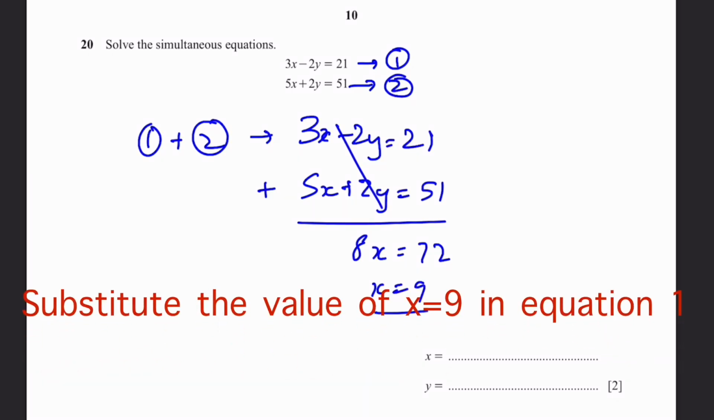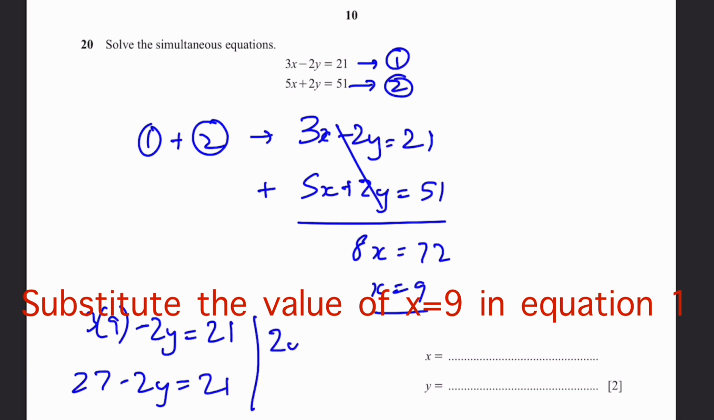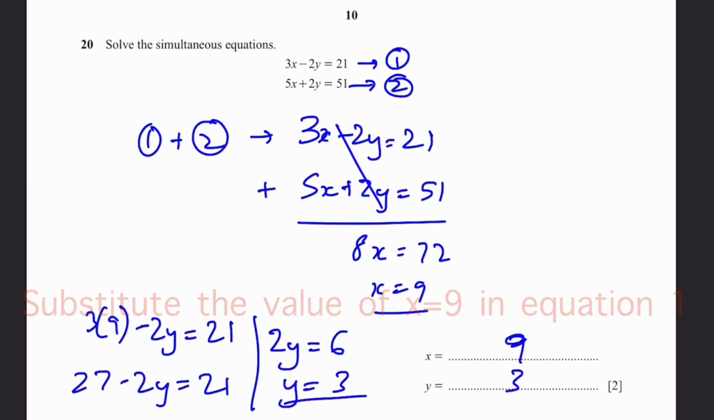Now that means 3 into 9 minus 2y equals 21. 27 minus 2y equals 21. And then 2y is equal to 27 minus 21, 6. And y is equal to 3. That's the answer. X is 9, y is 3.